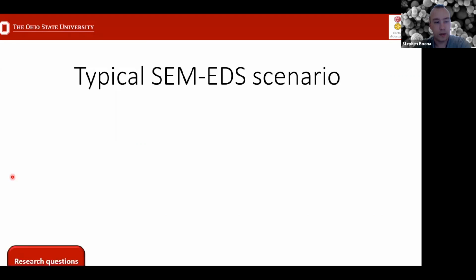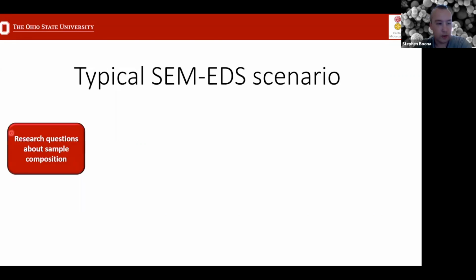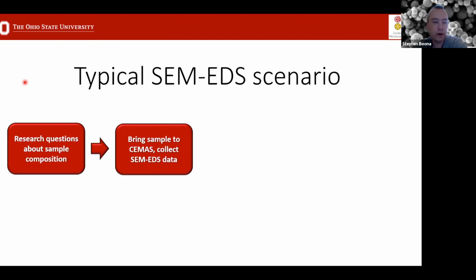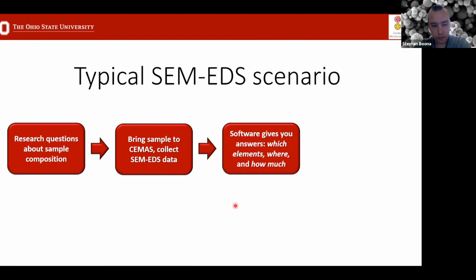Now we can imagine a typical scenario, right? You have material you're working on and you have some questions about the composition of that material. So you take it to CMS or whatever your local microscope facility happens to be, and you do some SEM analysis on the material. You collect your spectrum like we talked about on the previous slides. The software that runs that collection process will give you answers to your questions. It'll tell you which elements, where they are, and about how much you have. So that process is done. You have answers to your questions.